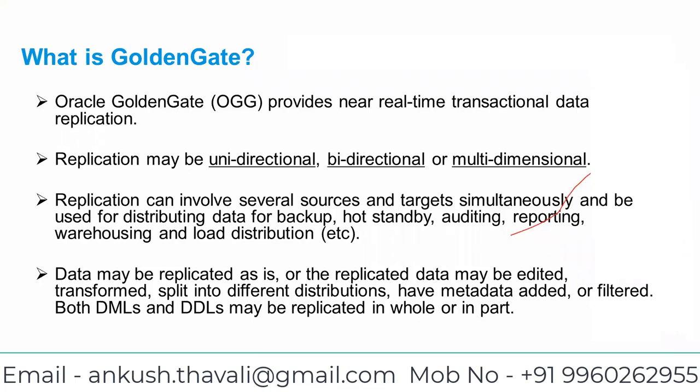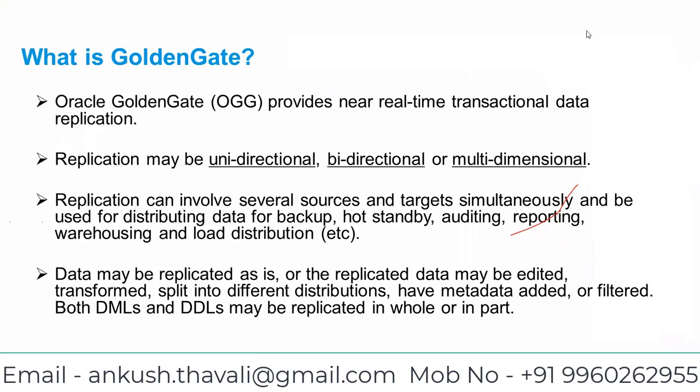So with Golden Gate, you can have multiple sources and multiple targets, or you can have multiple sources and a single target, or you can have a single source and multiple targets. Whatever topology you want to choose, there are multiple topologies available with which you can deploy the Oracle Golden Gate solution in your environment. So replication can involve several sources and targets simultaneously, and you can use this data for backup or hot standby or auditing, reporting, warehousing, load distribution, whatever you want.